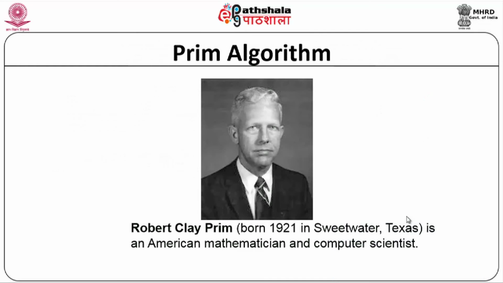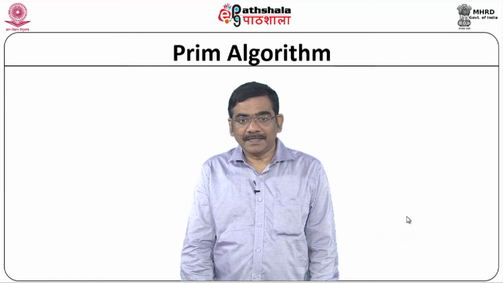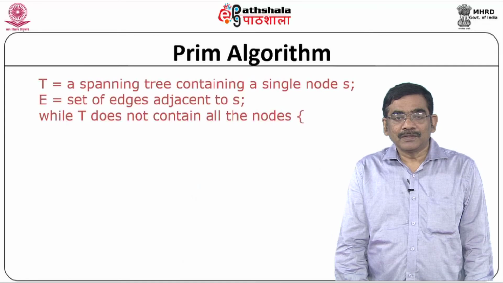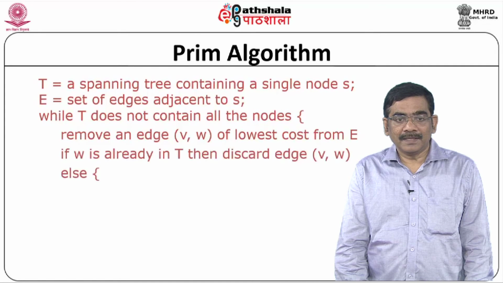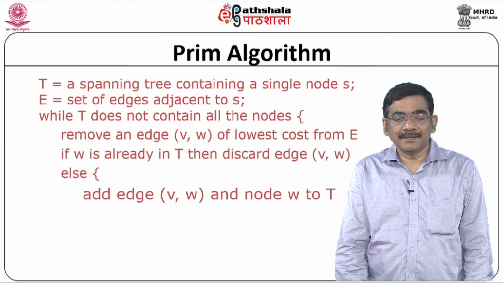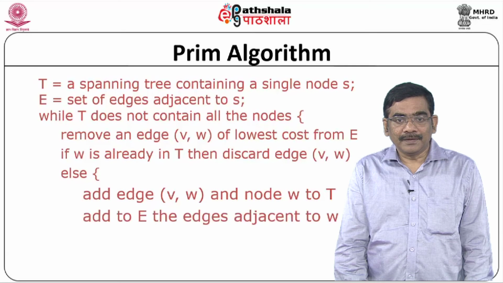The next algorithm is Prim's algorithm. This was designed by Robert Clay Prim, again an American mathematician and computer scientist. So, this is the informal algorithm, and you can see that it is very similar to the earlier Kruskal's algorithm.